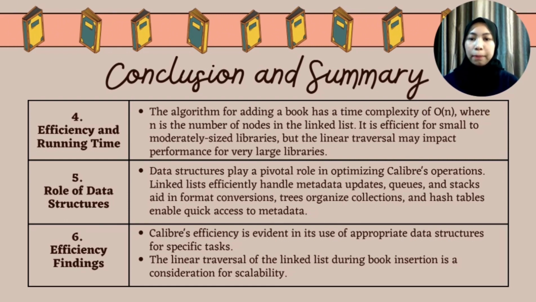Data structures play a pivotal role in optimizing Calibre's operations. Linked lists efficiently handle metadata updates, queues and stacks aid in format conversions, trees organize collections, and hash tables enable quick access to metadata. Number 6, efficiency findings. Calibre's efficiency is evident in its use of appropriate data structures for specific tasks. The linear traversal of the linked list during book insertion is a consideration for scalability.